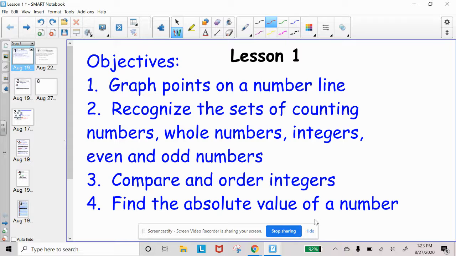We're going to cover graphing points on a number line, recognizing sets of numbers such as counting numbers, whole numbers, and integers. So that's important vocabulary. You probably already know even versus odd numbers, so you may not need to write anything down for that. We're going to compare and order integers, so from least to greatest, for example. And we're also going to review absolute value. So that's something I would definitely take notes on.